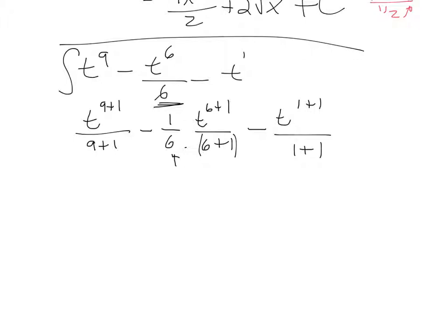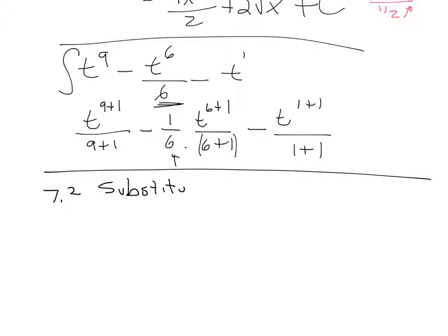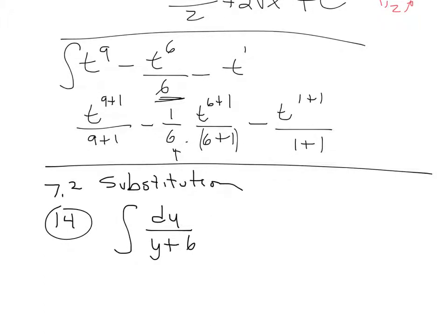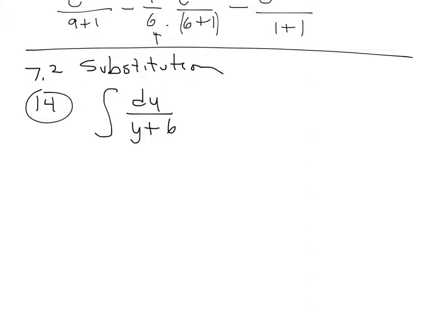All right. 7.2. Just some that I kind of picked out. And 7.2 is substitution. Okay, so now we're at 7.2, which is substitution. And this is number 14. And it looks like this. dy. This one is just a little weird from the way you're used to seeing it.